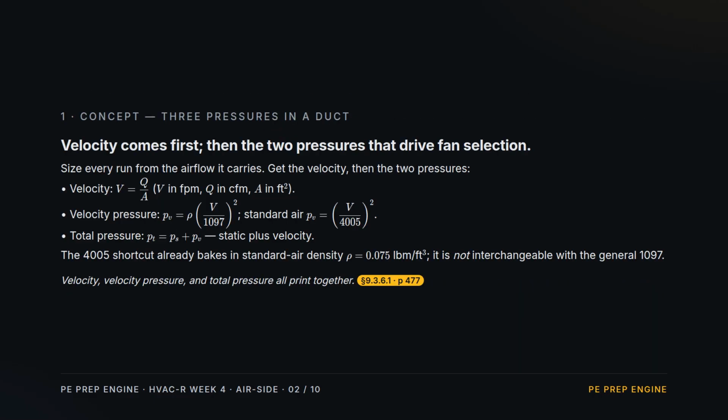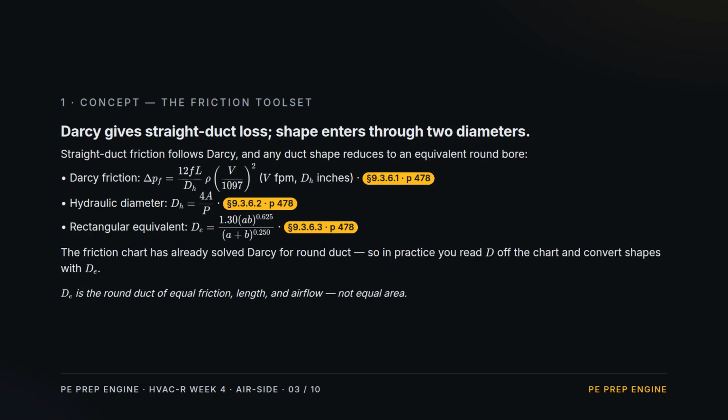Concept 1. 3 pressures. Size each run from the airflow it carries. Velocity is flow over area. Velocity pressure follows from that velocity, with the general constant or the standard air shortcut that already carries the air density. Total pressure is static plus velocity. Keep those two constants straight. They are not interchangeable.